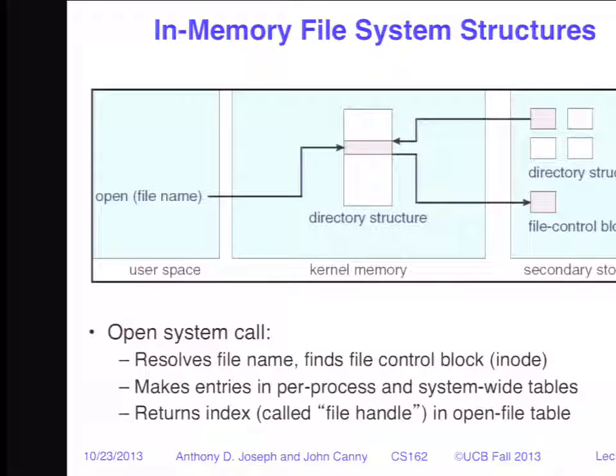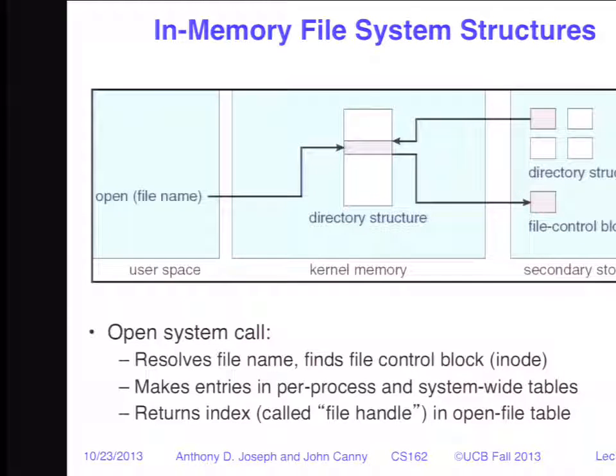Well, first, we resolve the file name by looking in the directory. So we have to walk through the directory, load in the directory block, find the actual entry, right? And that gives us the inode number, the inumber, which then gives us the inode. Right? And then we make some entries in some per process and system-wide tables for that file. So there's a system-wide open file table, and then there's a per process open file table.